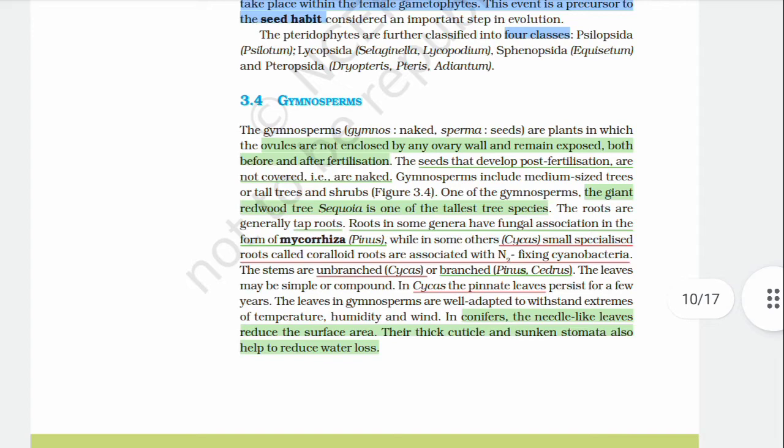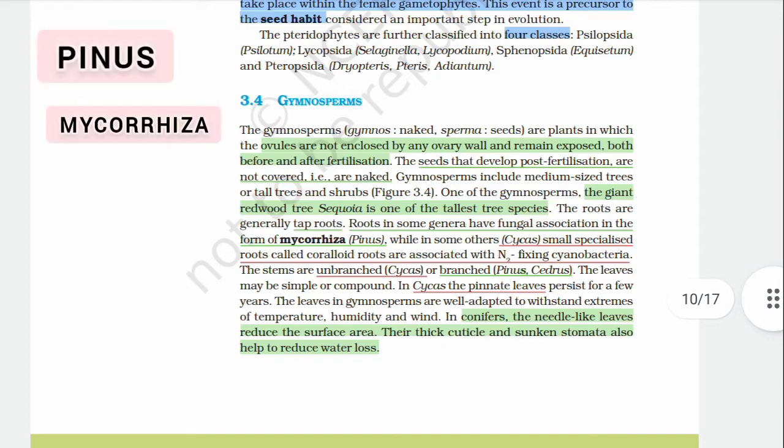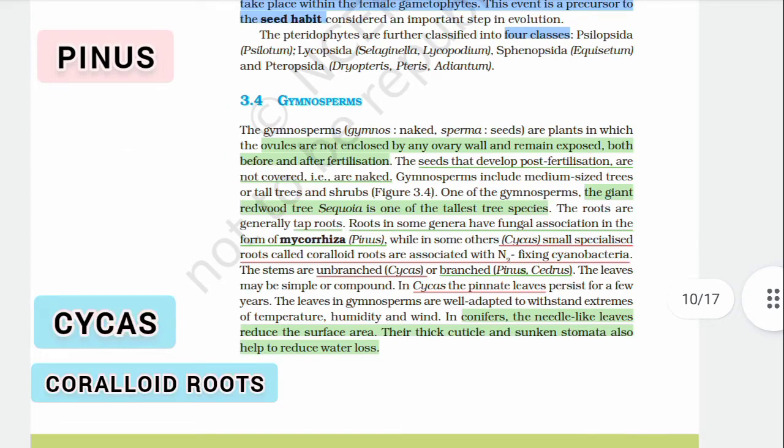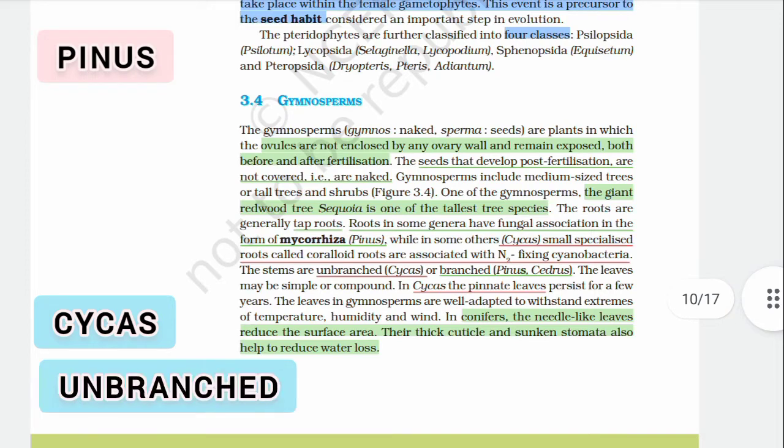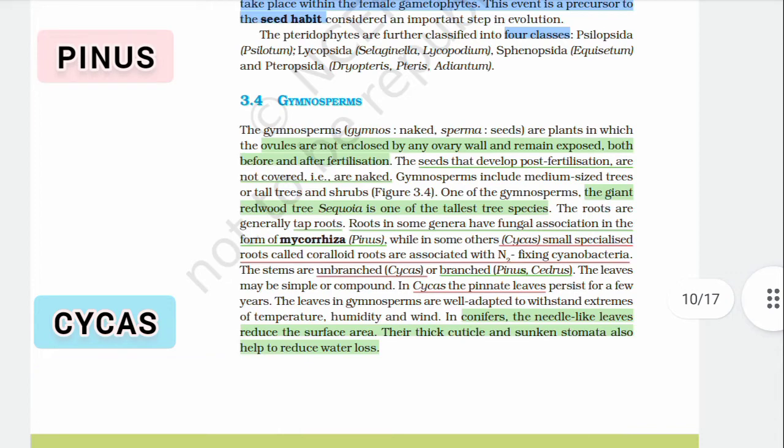So here they have given a differentiation between Pinus and Cycas. So make a tabular column in the space to revise easily. So first we will see Pinus. Pinus has roots that have fungal association in the form of mycorrhiza. Whereas in Cycas we have roots called coralloid roots. These roots help in nitrogen fixation because they are associated with nitrogen fixing cyanobacteria. And the stems are unbranched in Cycas and branched in Pinus.